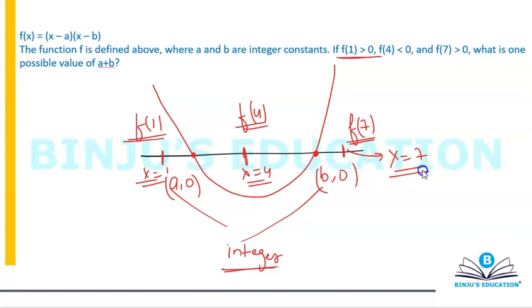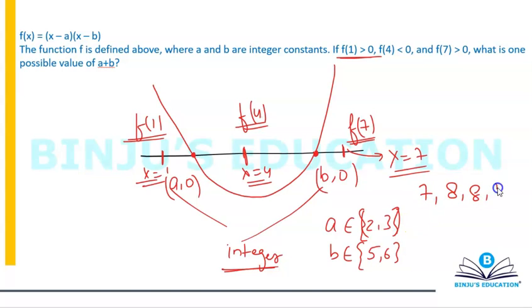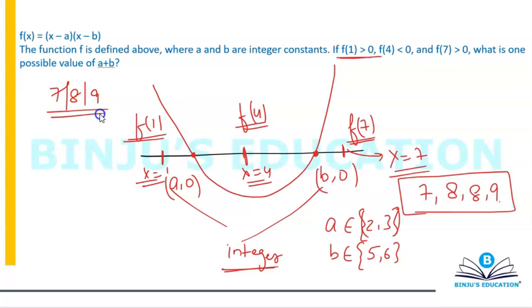What is one possible value of a plus b? One thing is for sure, that the value of a is between 1 and 4, and the value of b is between 4 and 7. So what all possible integers can a be? a can be 2 and 3, and b can be 5 and 6. These are the integers possible. So a plus b can be 7, 8, or 9. So 7, 8 or 9, any of them will work for you.